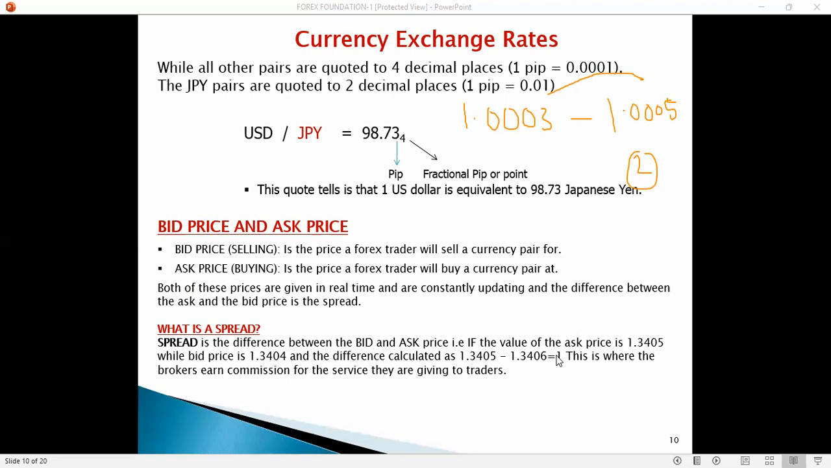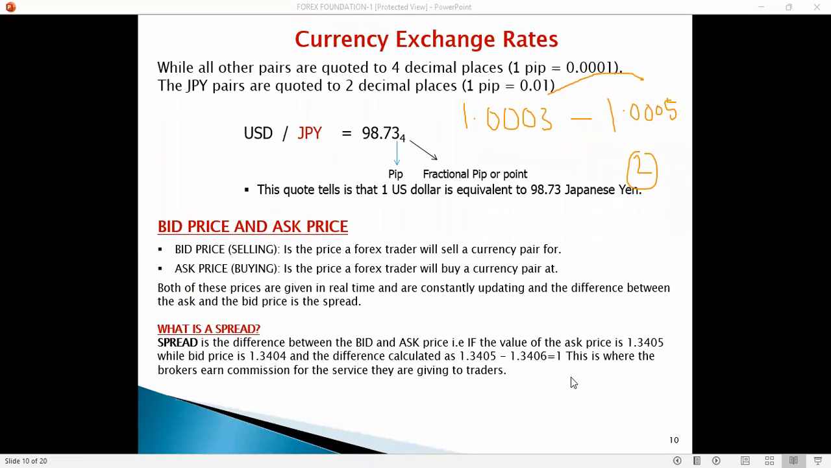For example, if a broker has 1 million customers, and they are able to earn just, let's say, $1, for example, let's use 1 pip as $1, from all these 1 million clients per day or within a week, that is a huge amount. So the broker makes good money from the service they are rendering to you.